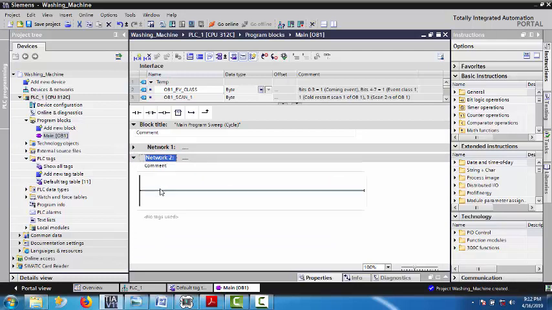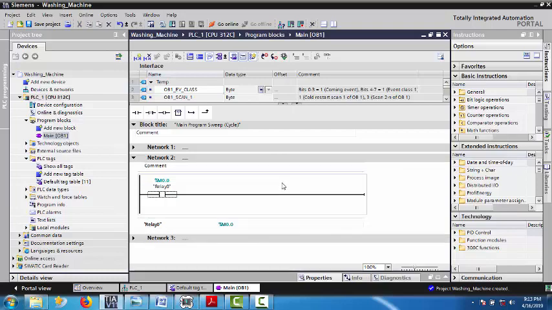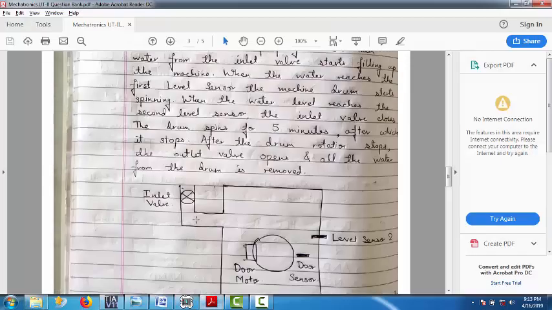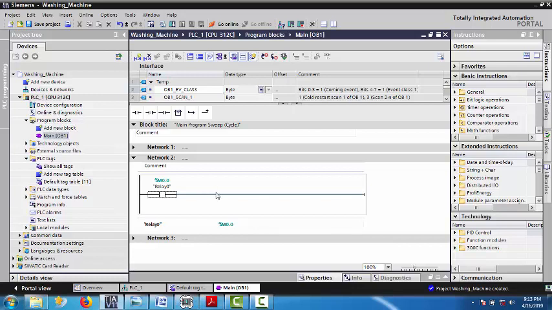Now read the question. After rung number 1, all the rungs should always start with relay 0. So relay 0. After that, start reading the question. The washing machine has a digital weight sensor. When the weight of the clothes is more than 20 kg, the door automatically closes. So first of all, the digital weight sensor will get sensitized. As soon as it is sensitized, the door has to close. Hence the door motor should start operating.